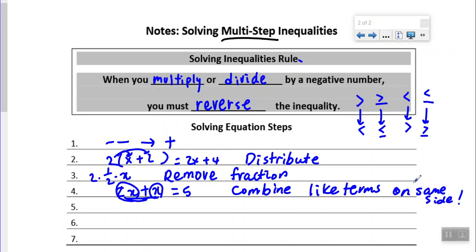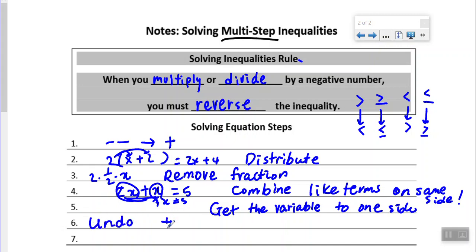It is very important. If they are on different sides, you cannot combine them. For example, if your x is on the right side, you cannot combine it with the 2x. You have 2x and x, so just 3x equals 5. This is combine like terms. And then number 5, I'm sorry, I don't have space here, I'm gonna write here: get the variable, usually an x but it can be a different letter, to one side. And then you're gonna undo addition or subtraction. Last step is undo multiplication or division. So these are the steps.